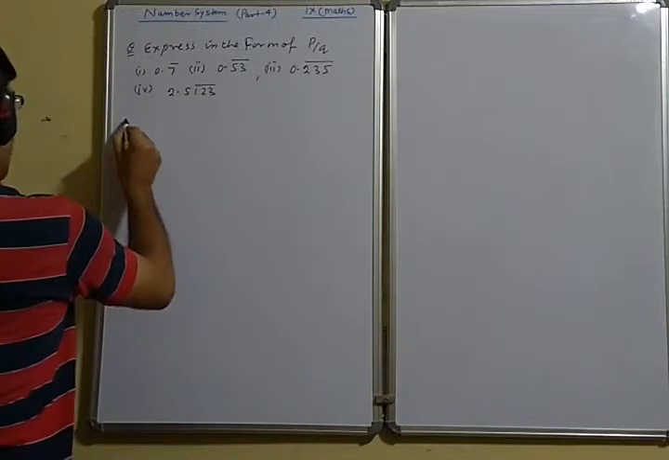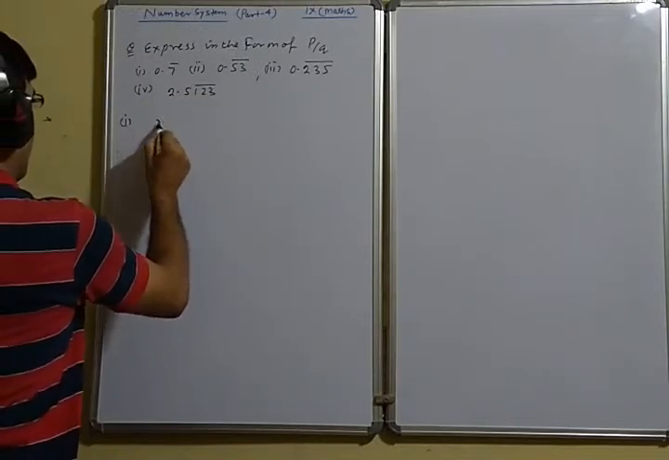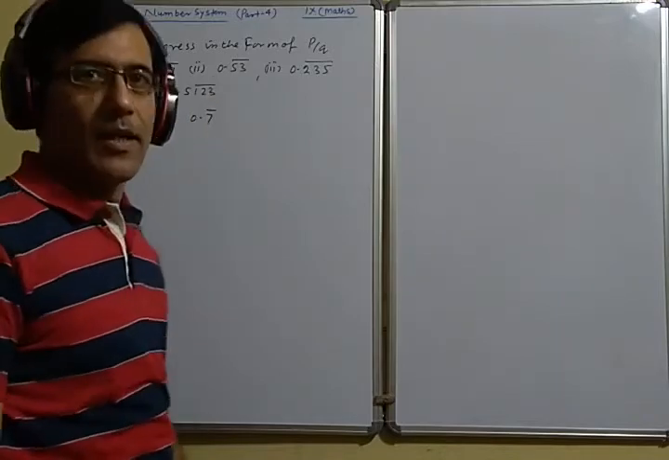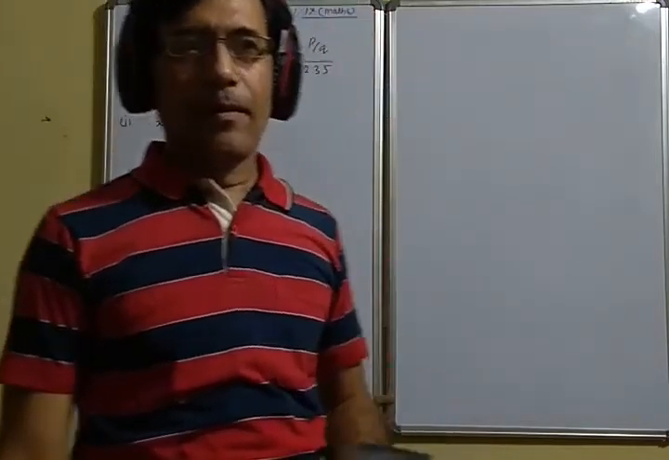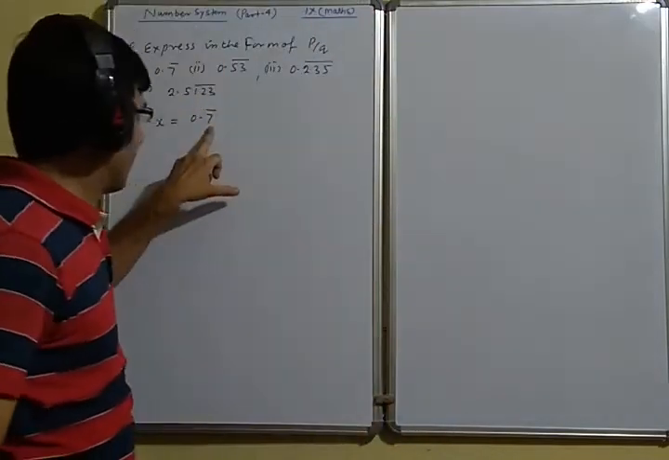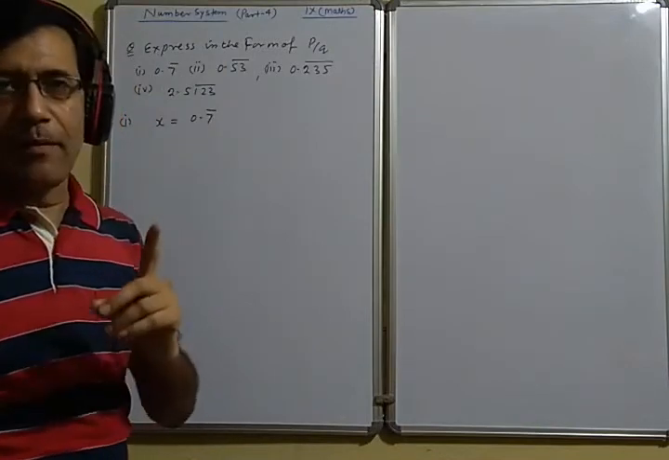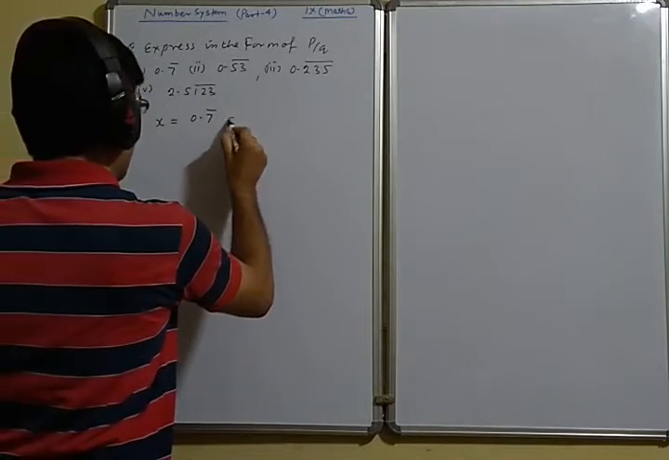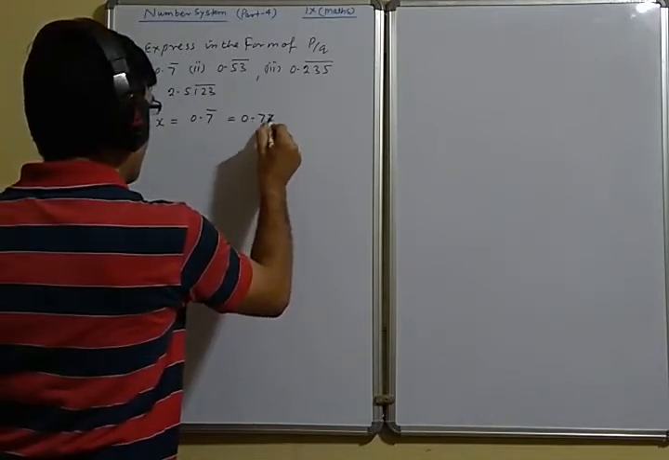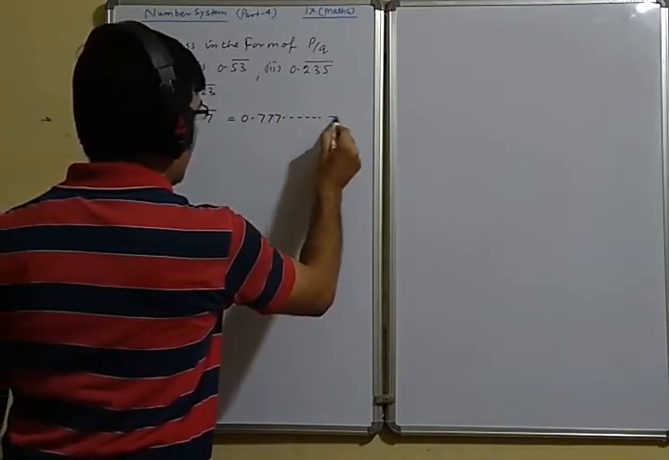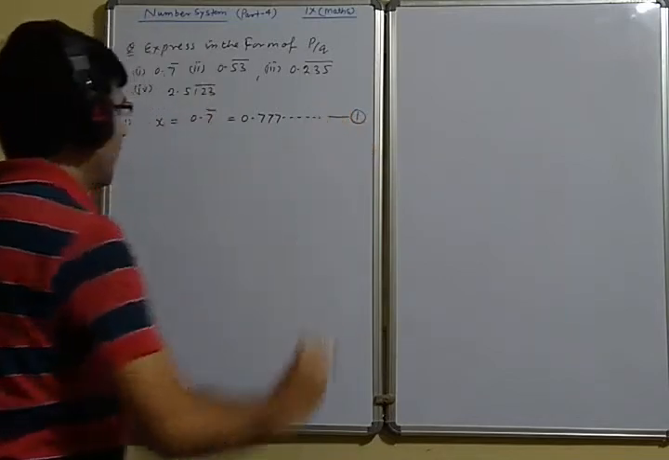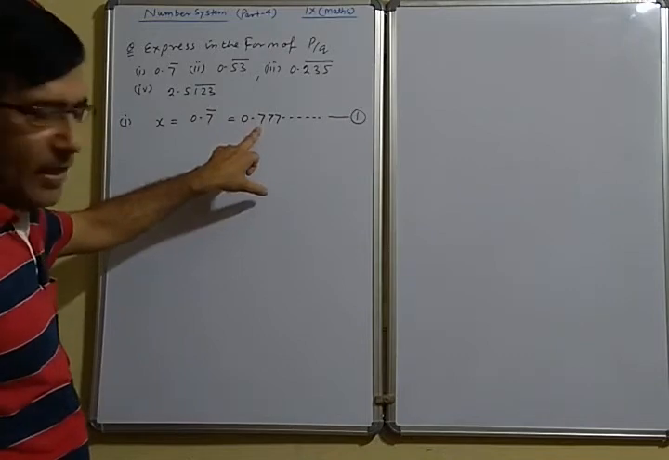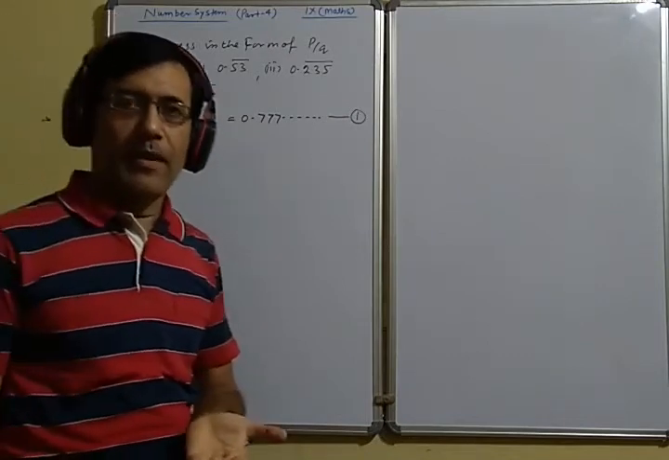Now first part, x is equal to 0.7 bar. Now your repetition of 7, that means the repeating block is of only 1 digit. So what we can write it as? We can write it as 0.7, 7, 7 and so on. So mark it as equation number 1. Here repetition is of 1 digit, that is 7.